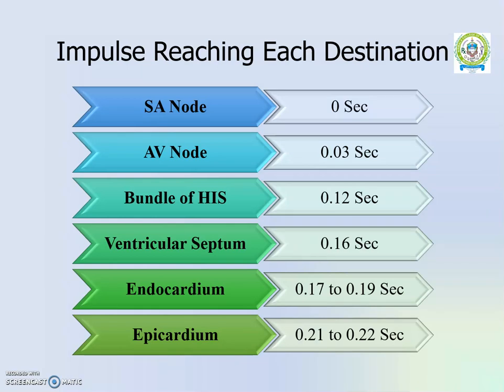Next is the impulse reaching each destination. It is the time taken by the impulse to reach various destinations. It is expressed in seconds. Here you can see that the SA node, where the impulse is generated, passes it around immediately and does not take any time, so it's denoted as 0 second. From SA node to AV node, the impulse takes 0.03 seconds, and from SA node to bundle of His, it takes 0.12 seconds. To ventricular septum, it takes 0.16 seconds. To endocardium, it can take anything between 0.17 to 0.19 seconds, and to epicardium, it can take 0.21 to 0.22 seconds.